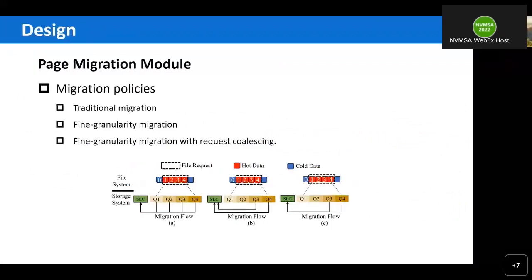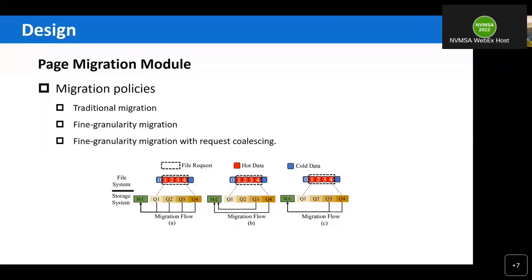Next is the page migration module. Traditional migration will migrate all hot data regardless of page type. Due to the little latency margin between the SLC page and the Q1 page, this kind of migration proved to be inefficient when a large request contains both Q1 and Q4.